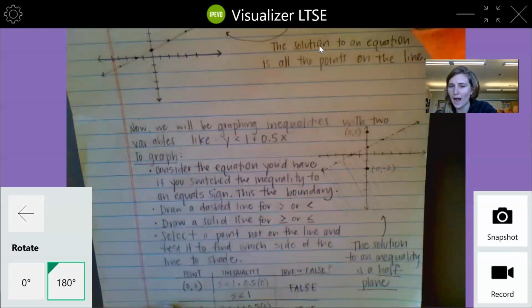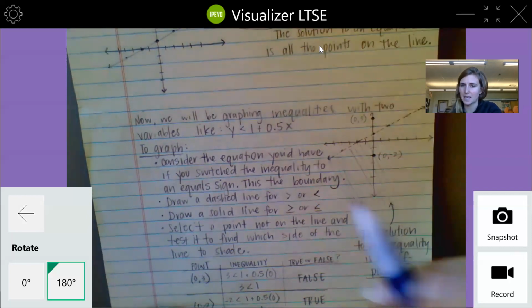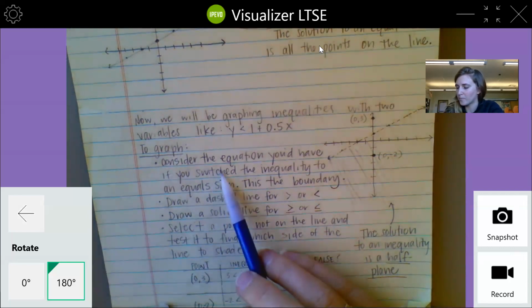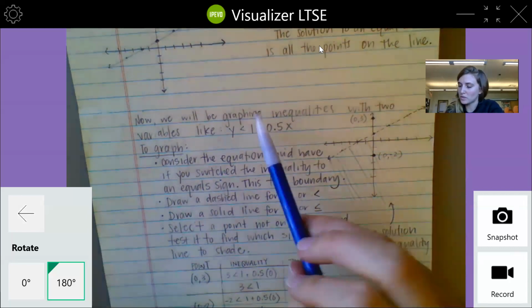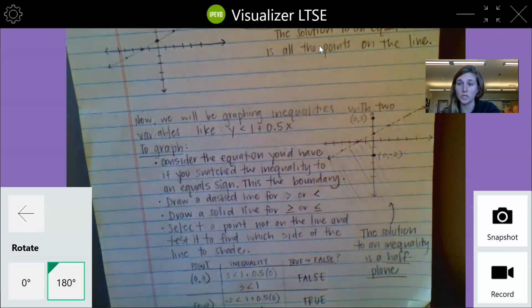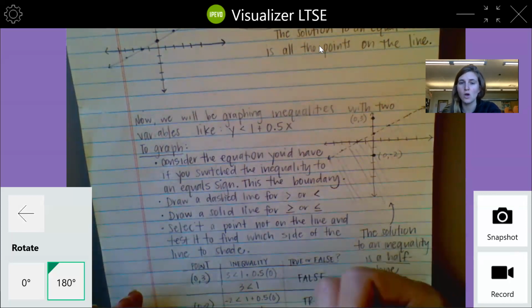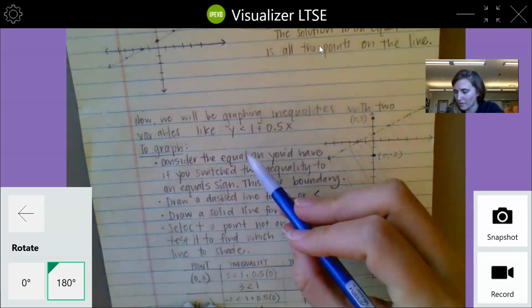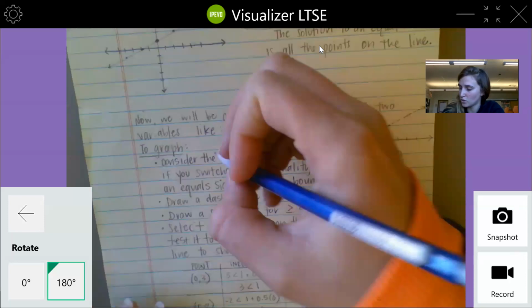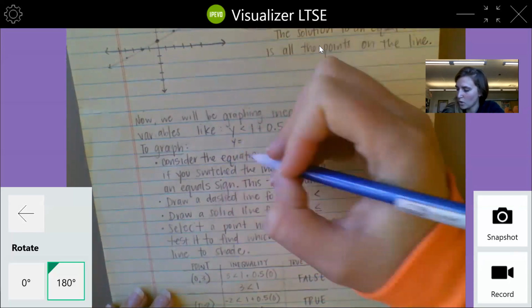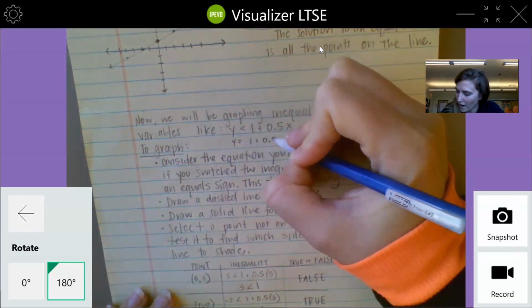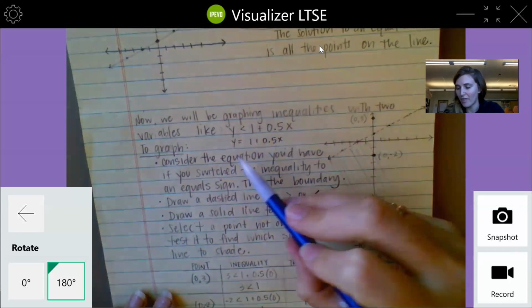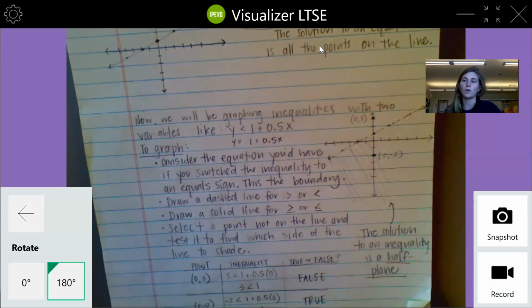So in order to graph, there's a few steps that we're going to take. The first being, we're going to consider what this would look like if we just switched out the inequality symbol with an equal sign. So basically just think about this as if it was an equation, like y equals 1 plus 0.5x. And that line there is going to be what we call our boundary line.